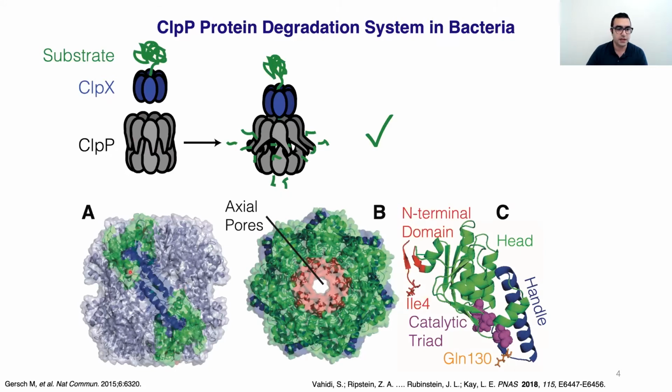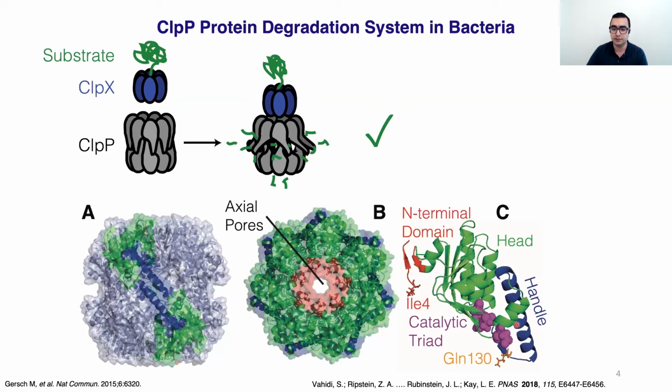So this is the side view of the complex. This is the side view of the barrel. If you turn it upside down and look at it from the top down, this is the axial port that allows substrates to get into the core of the barrel and get proteolyzed. Typically, ClpX, as I mentioned above, is charged with feeding substrates into ClpP.